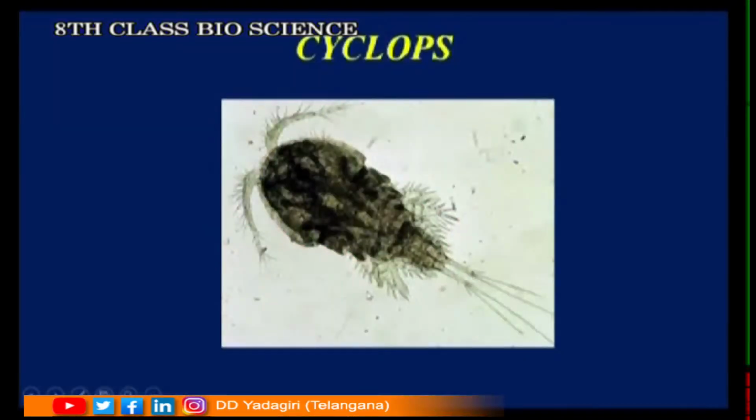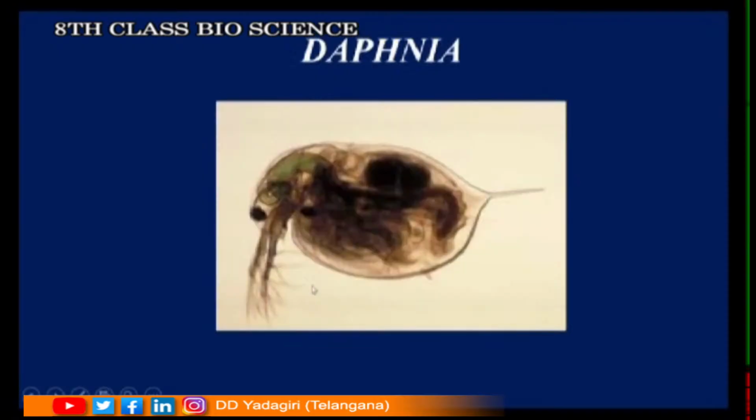Now, the first microarthropod is Cyclops. This is so small, it has so many legs, and that is why it is called an arthropod. It is very minute, and that is why it is called a microarthropod. The next one is Daphnia. If you observe, these are the locomotory organs, legs, but it is so small, and that is why it is called a microarthropod. The name of this microorganism is Daphnia.